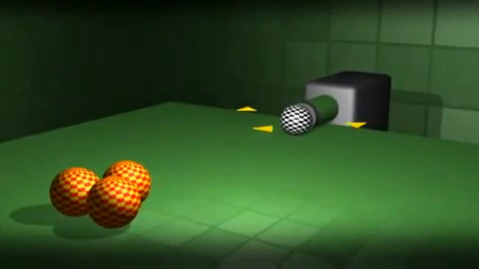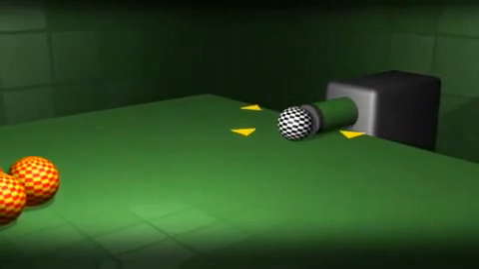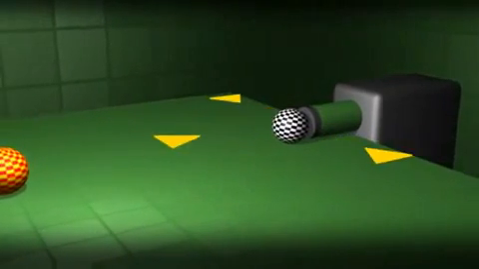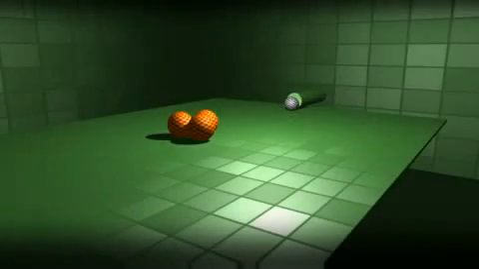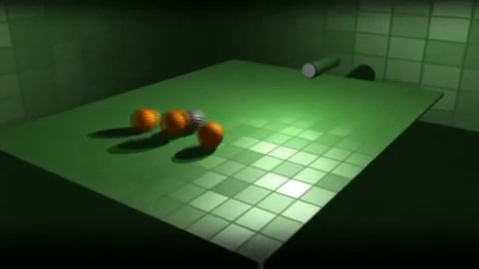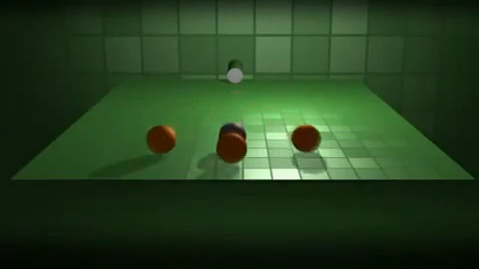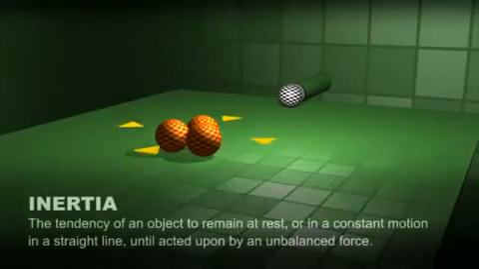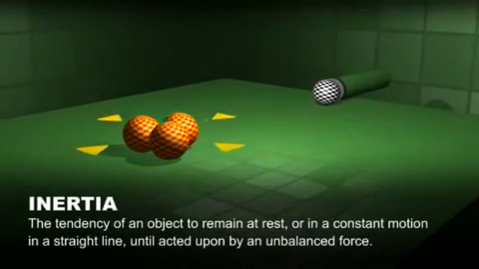This sphere will act as an unbalanced external force. Without another force to counter its movement in the opposite direction, it becomes an unbalanced force acting on the other spheres. The external force collides with the spheres and changes their motion state. The natural tendency of an object to remain at rest or in a uniform motion in a straight line is called inertia.